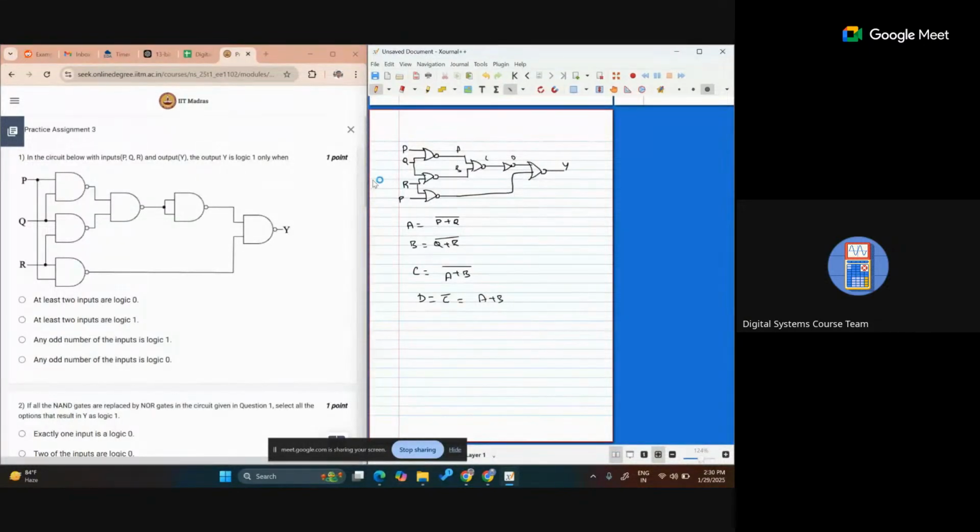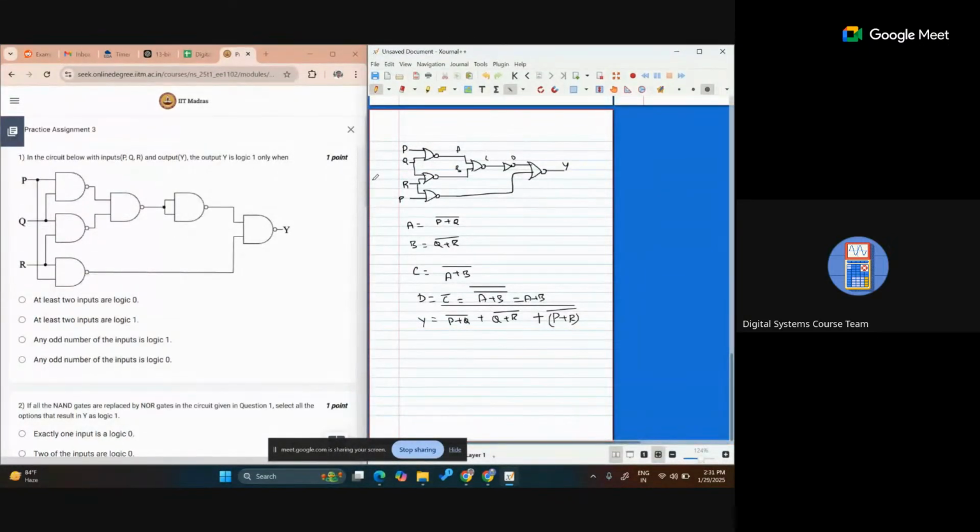Can I call it A plus B, the whole bar of whole bar, which is equal to A plus B? Okay, then what is A plus B, where A is equal to P plus Q the whole bar plus Q plus R the whole bar. And finally, what is Y? This term R with, what is this term? P plus R, P plus R the whole bar of whole bar. Is it okay?